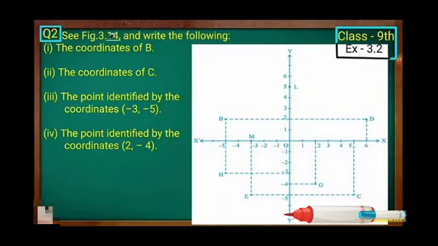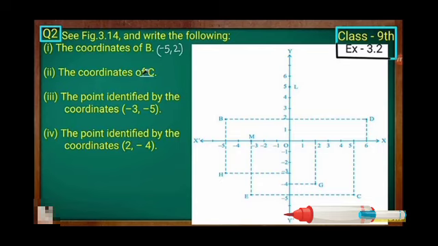Question second, see the figure and write the following coordinates for B. Now students, see the position of B. You can see x is -5 and y is 2. X is at -5. You can easily identify x is -5, y is 2. So the coordinate for the point B is -5 and 2.